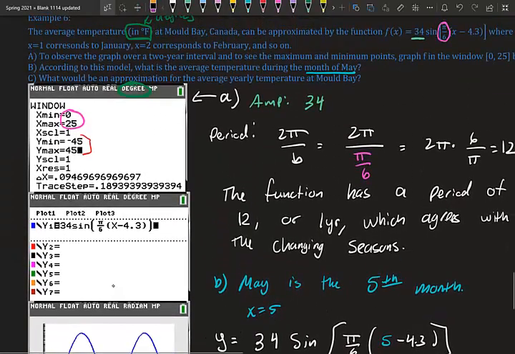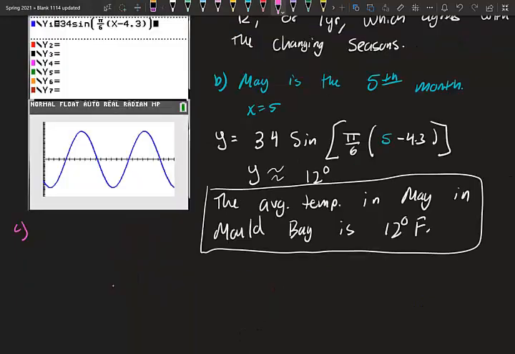Alright, so that was part B. Part C, what would be an approximation for the average yearly temperature in Mould Bay? Alright, part C is this graph right here. So we have to do these two parts to get the graph. I'm going to show you how to graph this using our calculator.